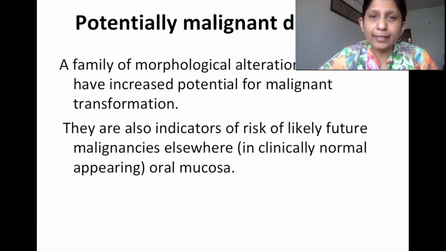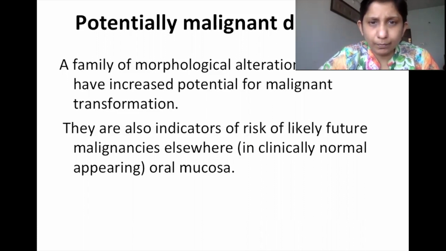So potentially malignant disorders are a family of morphological alterations which have an increased potential for malignant transformation. They're also indicators of risk of likely future malignancies elsewhere in the oral mucosa, that is, in the clinically normal appearing oral mucosa.